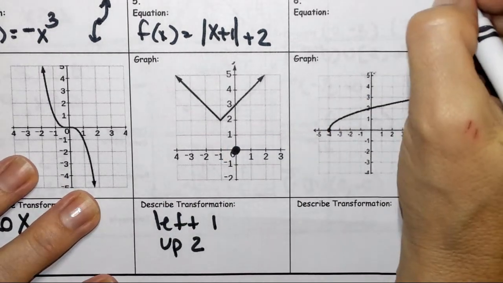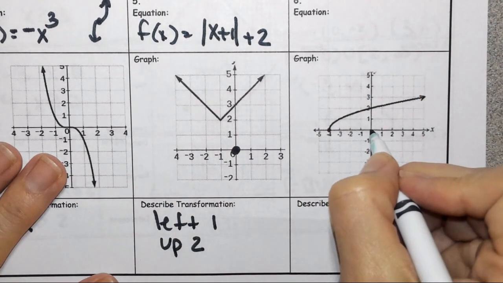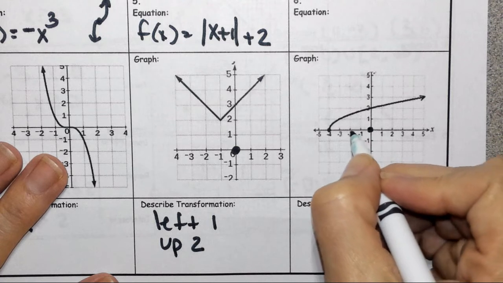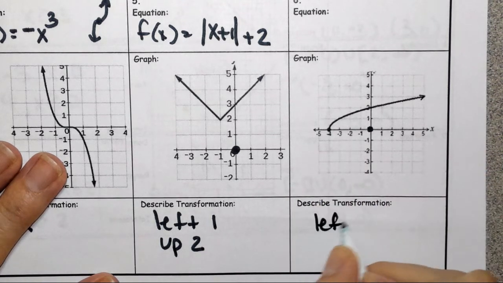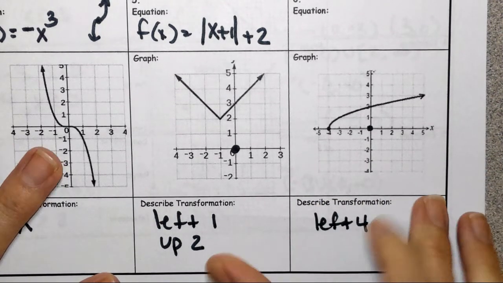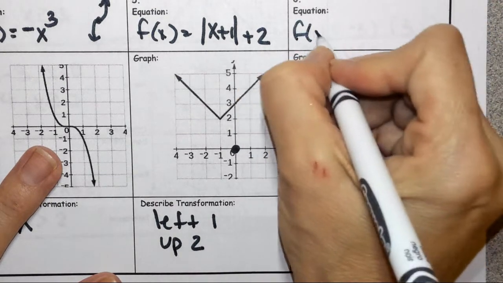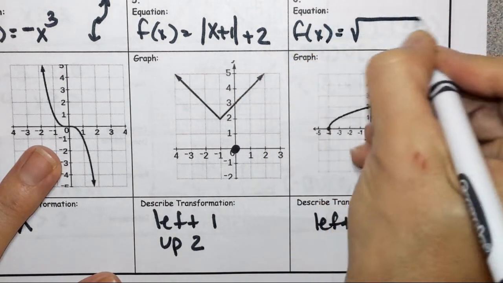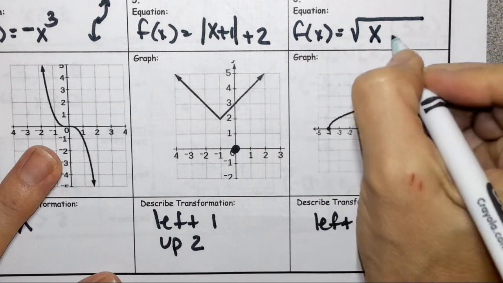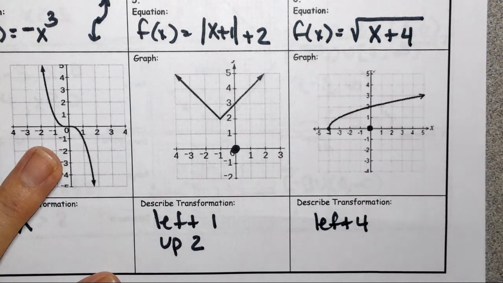This is a picture of my square root function. And I can tell that I normally start at (0, 0), but I went 1, 2, 3, 4. I went left 4. So again, because I went left, it's going to go inside the symbol. And because I went left 4, I put plus 4. Okay.